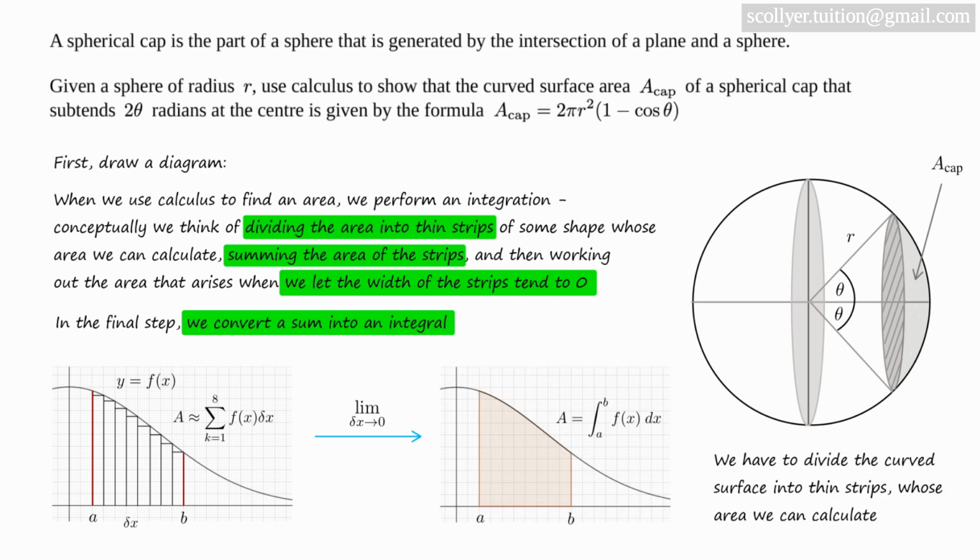And so we want to divide the curved surface of the cap into thin strips whose area we can calculate. And this problem can be approached in at least 2 different ways, both of which I'm going to demonstrate. So in method 1, we split the cap into strips that are perpendicular to the x-axis.